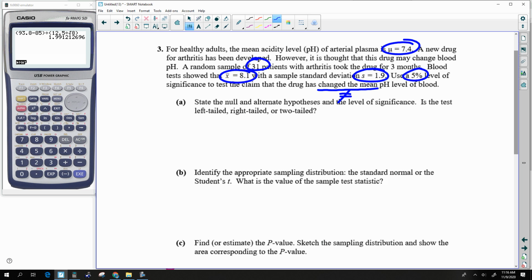Okay, so here we go. The average is supposed to be 7.4. My sample is showing 8.1 and has a sample standard deviation of 1.9. Because it's an S, this is going to be a student's T, finding a T value. This has a sample size of 31 patients, and we want a level of significance of 5%.